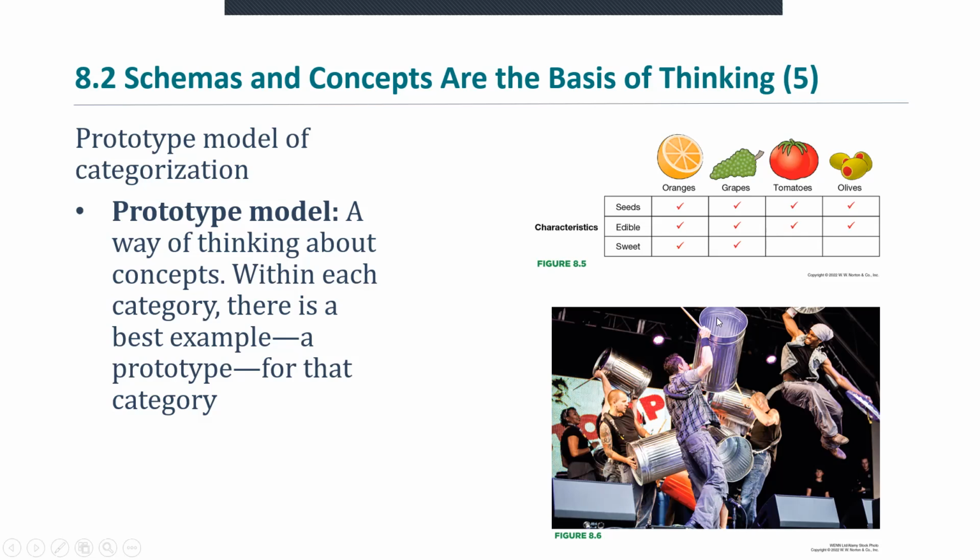So anyways, the prototype model. To decide if something's a fruit, we compare it to our best example, which is perhaps an apple, orange. I mean, for some people, it might be an apple. It's the best example of what a fruit is. And you compare other things to that.